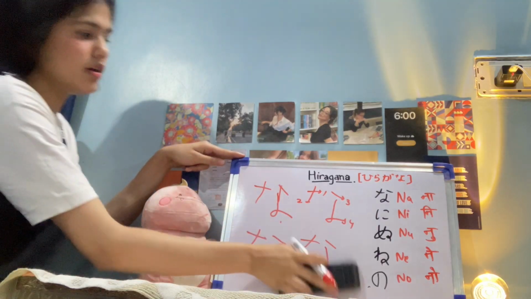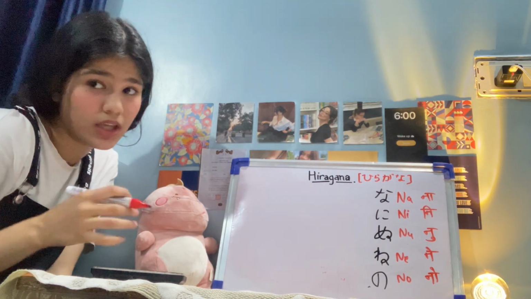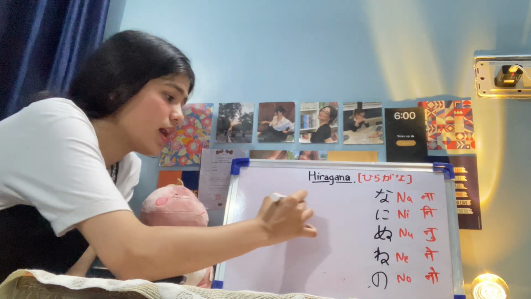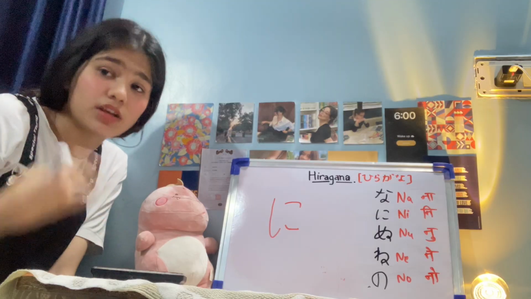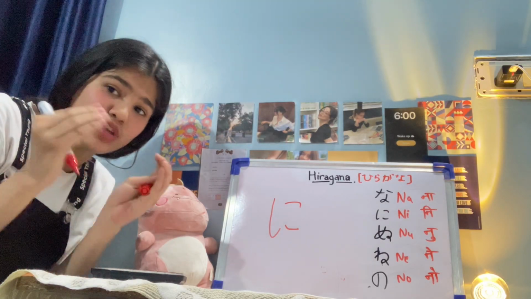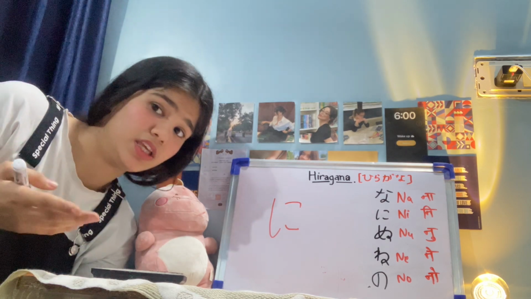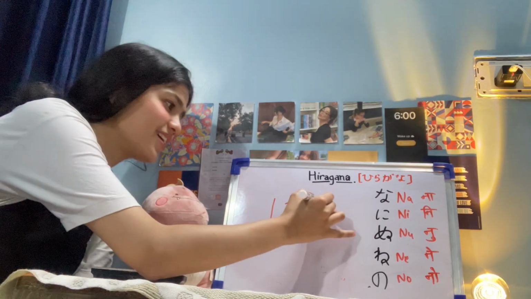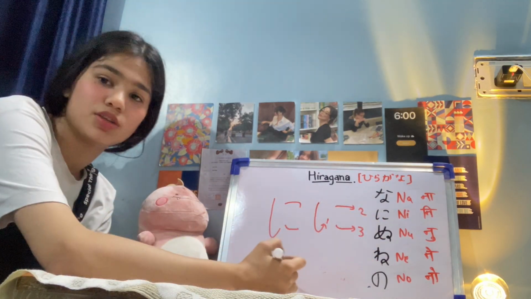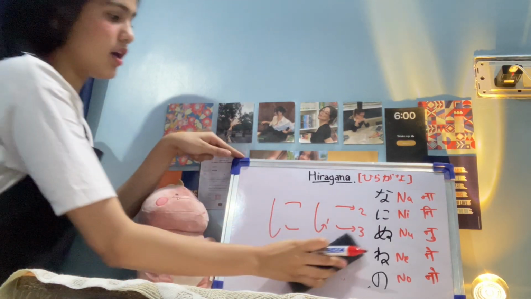Now then we have ni. It's kana. It's the E sound. So of course E, and ko is very interfering. It's gonna come in many letters. It's gonna be linked with many letters. So E and ko makes a ni. So ni. 1, 2, and 3. So ni.